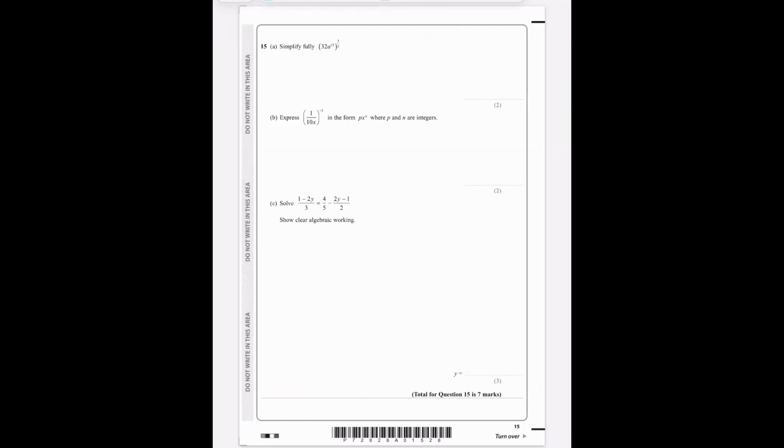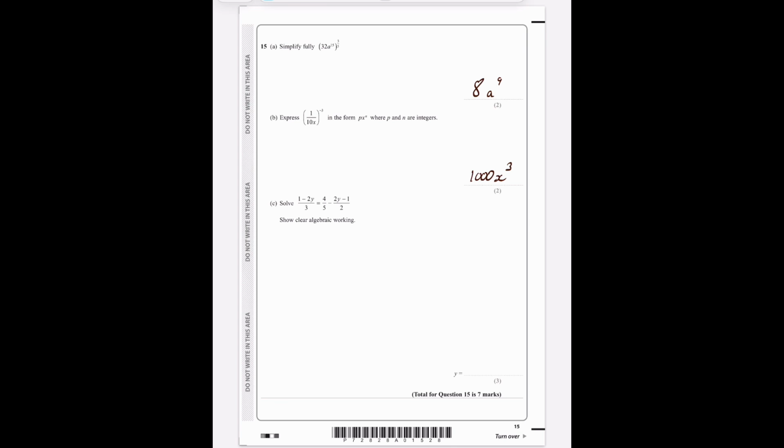Question 15. 32 to the power of 3 over 5, or the fifth root of 32 is 2, cube it is 8. 8 to the 15 to the 3/5 is 8 to the 9. 15 times 3/5 is 9. The negative power on B, flip the fraction, brings the 10x to the top, so it's 10x all cubed, which is 1000x cubed.